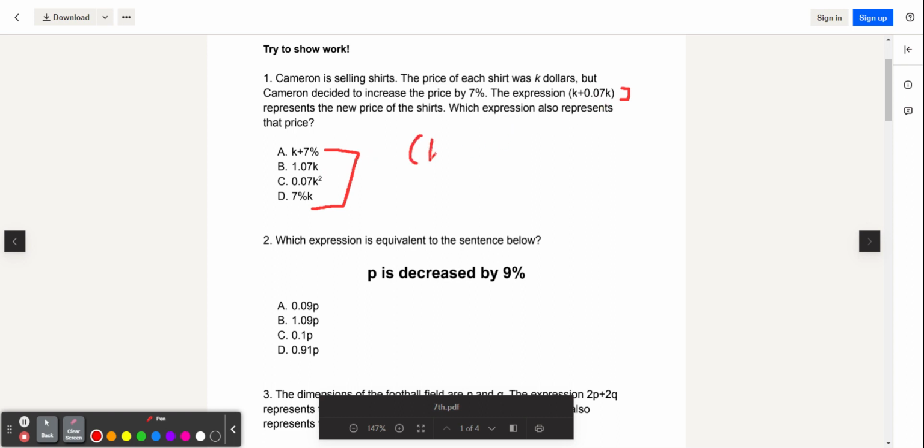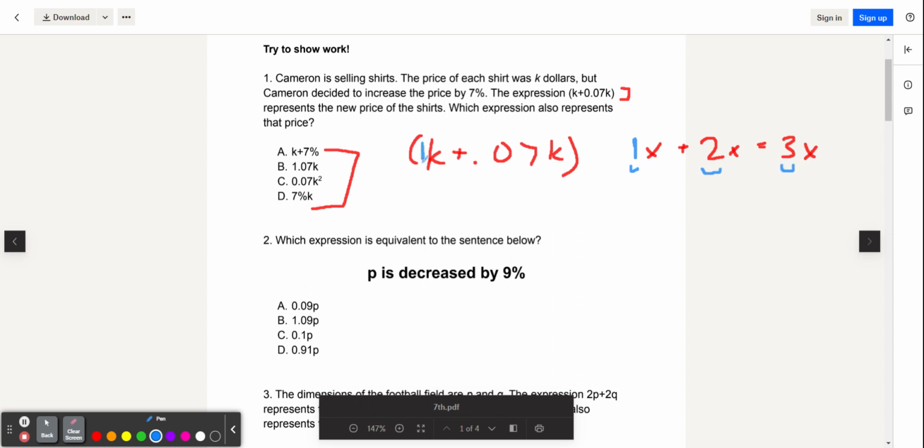Now, if we look at this expression, K plus 0.07K, we can look at it and know that we are just simply adding variables. Just like how x plus 2x equals 3x, you add the coefficients. We can do the same over here. The only thing is, just like how x has an invisible 1 that we just don't write for the sake of convenience, 1 plus 2 is 3.